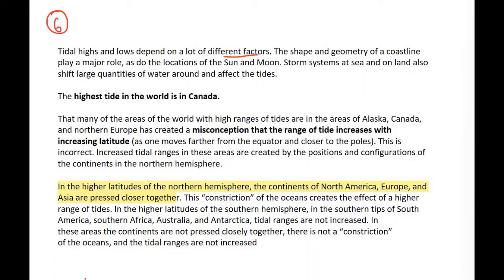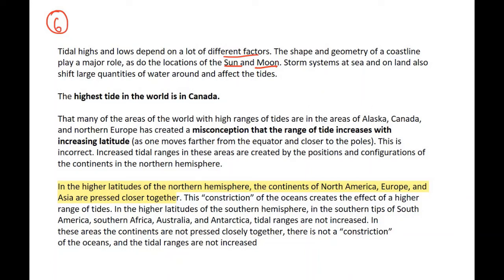See, the shape and geometry of the coastline is one important factor, and they play a major role. The more constriction there is, the more the effect, and the range of the tide would be more. And also very importantly, the tides are affected by the locations of the sun and the moon. The tidal highs and lows depend on the locations of the sun and moon. This is something that we know.